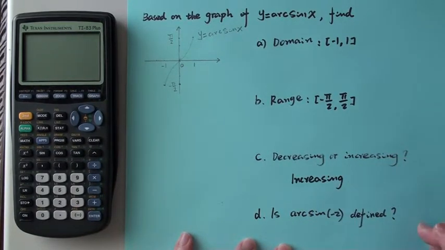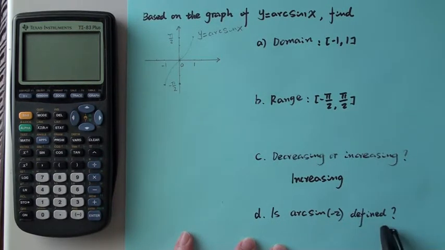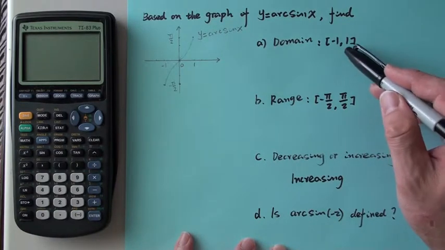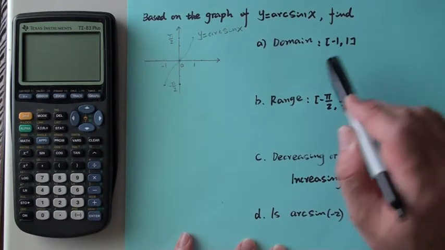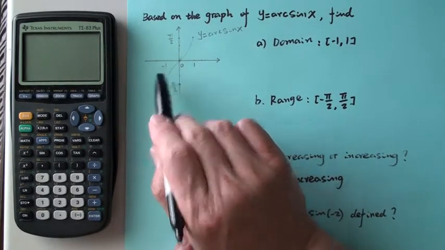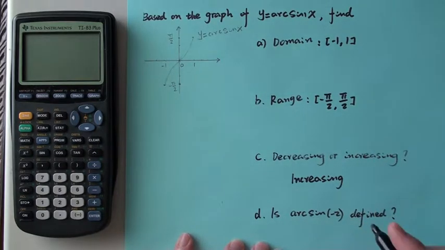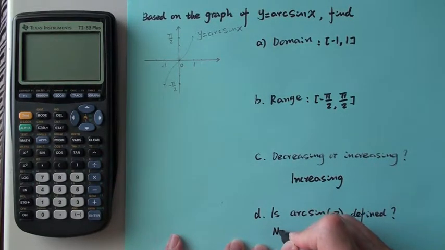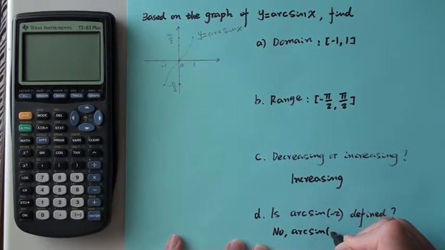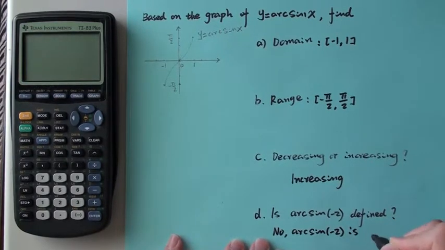Now, this question, is arcsine -2 defined? -2 is actually a value, and -2 is outside of this domain. On the picture, -2 is somewhere on the left-hand side of -1. Then we will say no. Arcsine -2 is not defined.